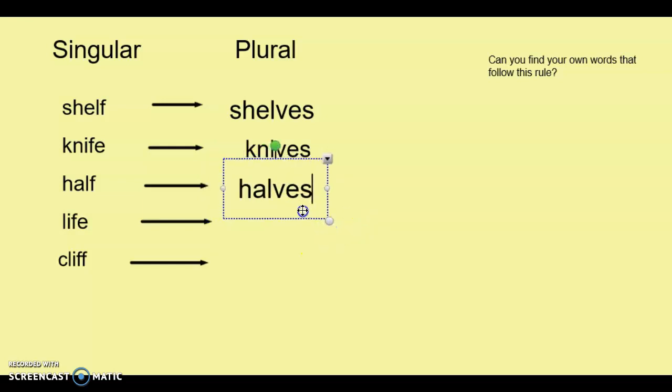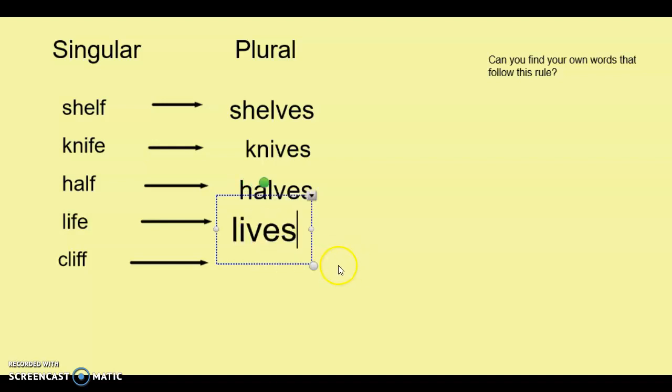The same goes for life. When we're talking about there were lives at risk, because it ends in FE, we would drop the FE and we would add ES because there was already a V in that word.